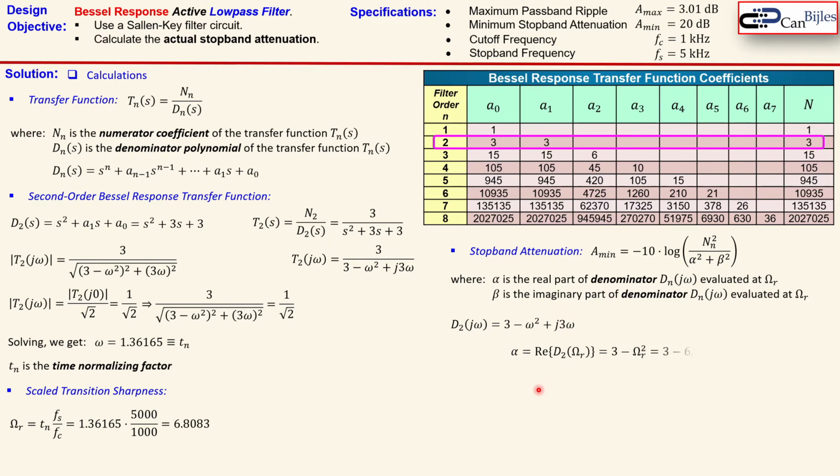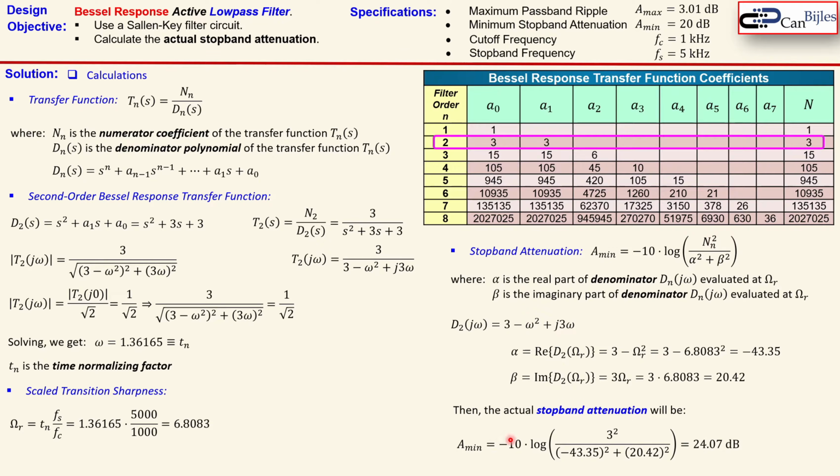How do we calculate that? In a more mathematical way, you see that here, and you take this 3 minus omega squared, you substitute here this 6.8083. That will result in minus 43.35. And beta in a similar form, you take here 3 times this 6.8083, and that is then 20.42. Then we can calculate now our actual stop band attenuation. This is of course here 3. That is of course also from this transfer function.